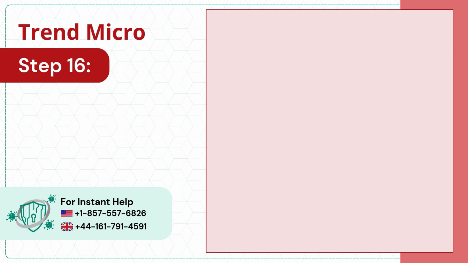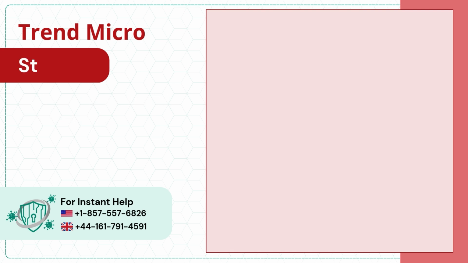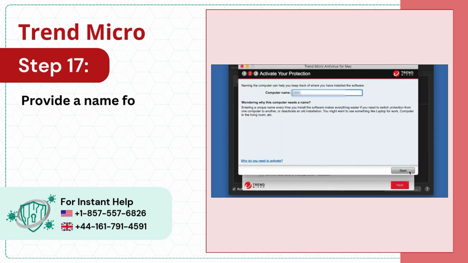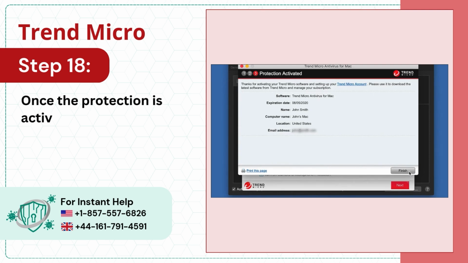Step 16. Enter the password and click on Next. Step 17. Provide a name for the computer and click on Next. Step 18. Once the protection is activated, click on Finish.